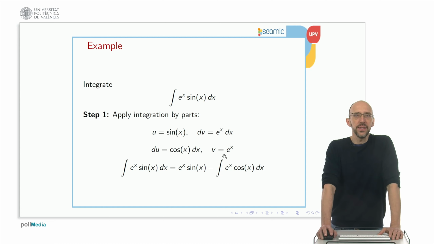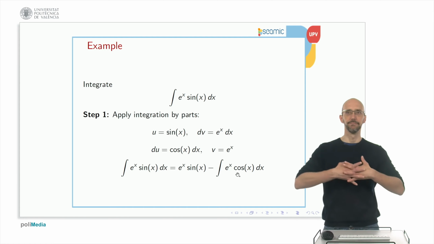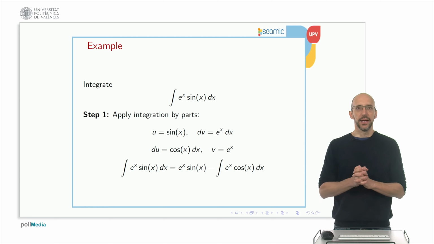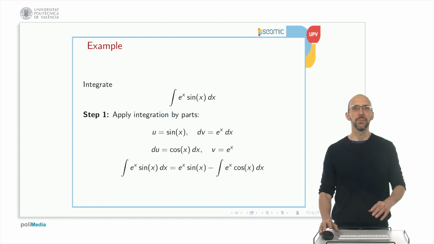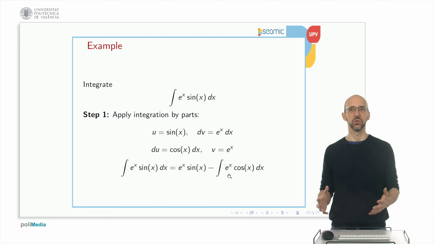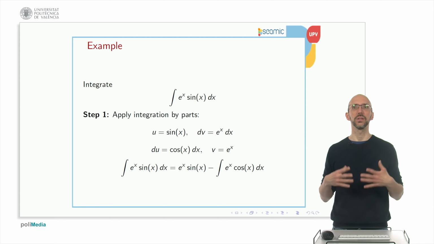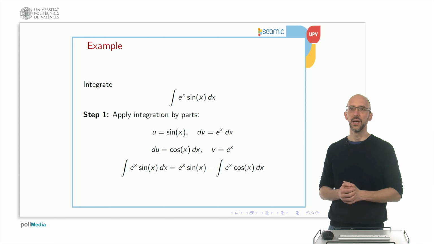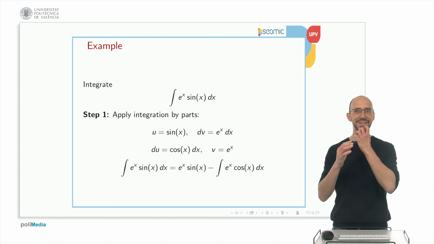Now, what is that? v is e to the x, u is sine of x, so this part is e to the x sine of x minus the integral of e to the x times du, cosine of x. Oh, okay. What happened? Normally, when we apply integration by parts, this second integral, the one that appears here, is easier to solve. In this case, it's exactly the same level. I have no idea what is the integral of e to the x cosine of x. What can we do? Okay, breathe again, and let's see.